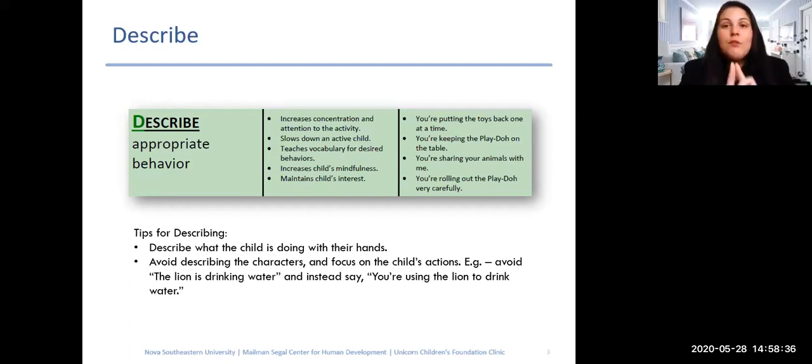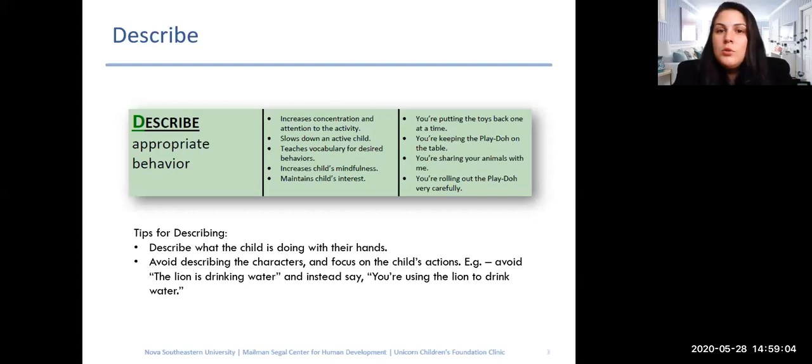And now this is different from reflecting, because we're reflecting back what they're telling us, versus describing, we're narrating almost what it is that we see them doing with their hands. And how does this work in terms of concentration and attention? If the child sees that we, the adults, are focused on what they're doing on their hands and we're describing them, they will be most likely to continue to attend and sit and concentrate on what they're doing, right?